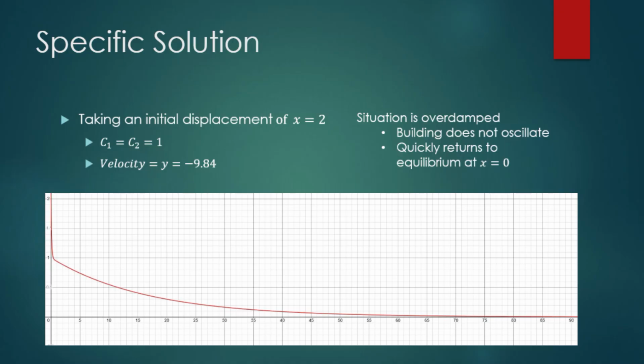Looking at a specific solution, we can take an initial displacement of x equals 2, which gives us the value for the constants c1 and c2 as 1, and a starting velocity of negative 9.84. This situation is overdamped, in which the friction is enough to overcome the forces, so there will be no oscillatory behavior. As shown in the graph, the horizontal displacement never overshoots 0. It simply goes from 2 and quickly returns to equilibrium at x equals 0.